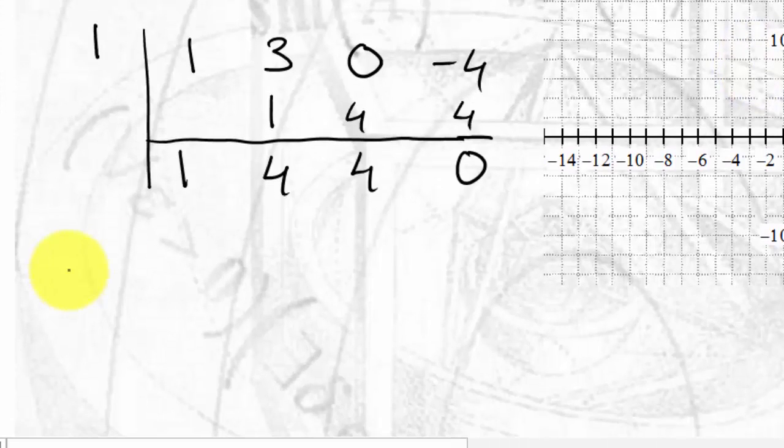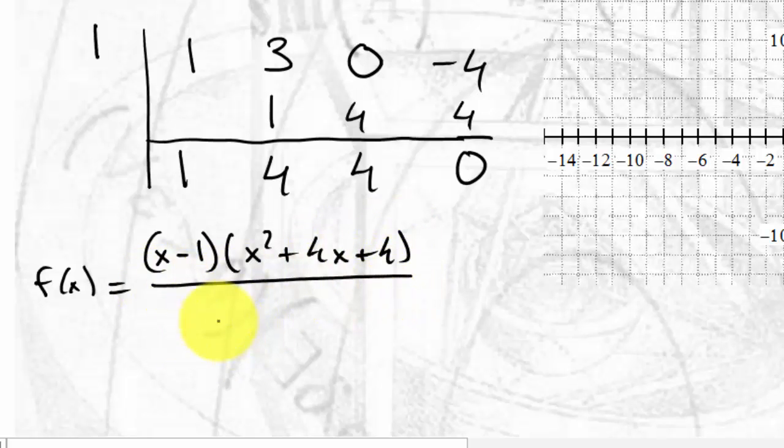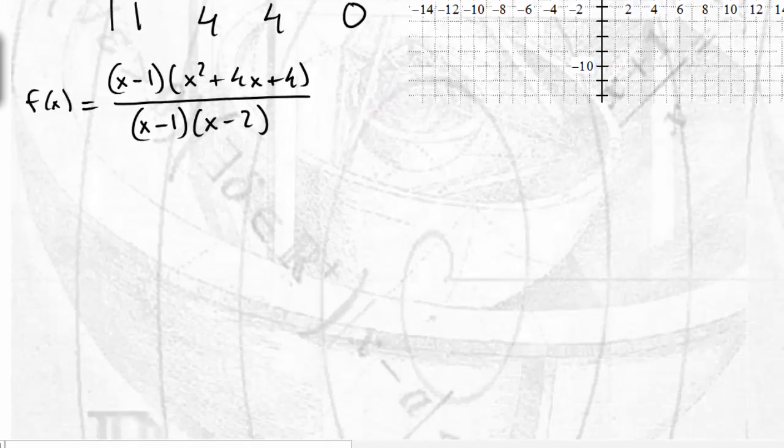Okay, so let's factor the rational function. f of x is equal to what? x minus 1 times x squared plus 4x plus 4, divided by, and the bottom, that's easy to factor, it's x minus 1 times x minus 2. Please do not simplify that. Do not simplify it yet. We haven't studied it, okay?